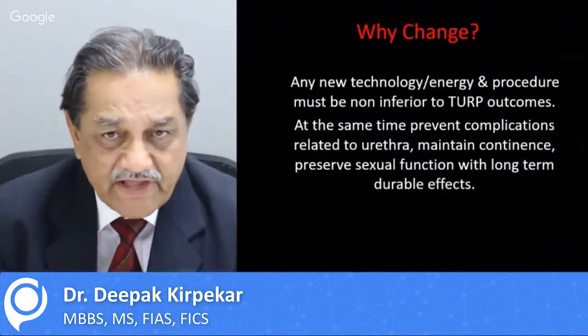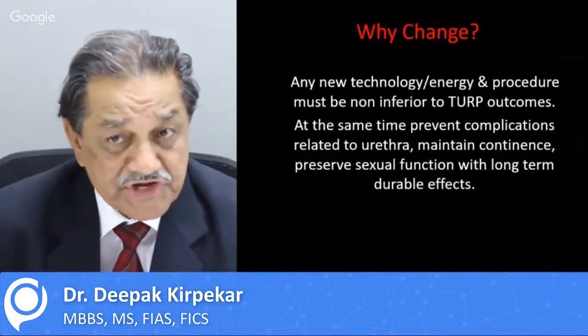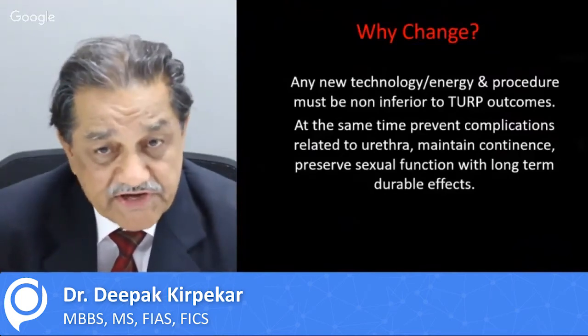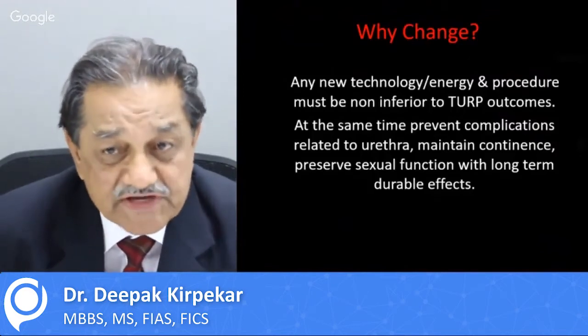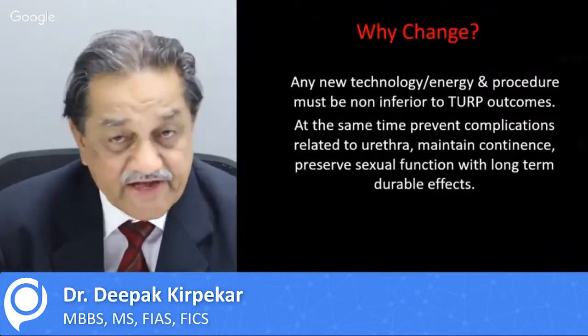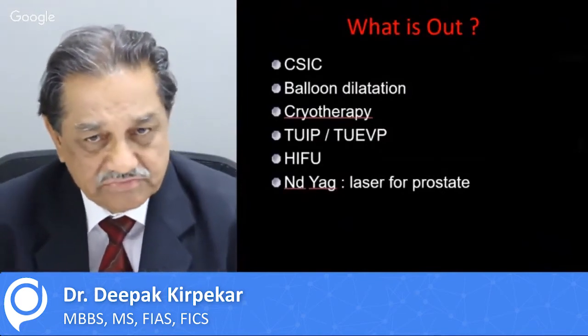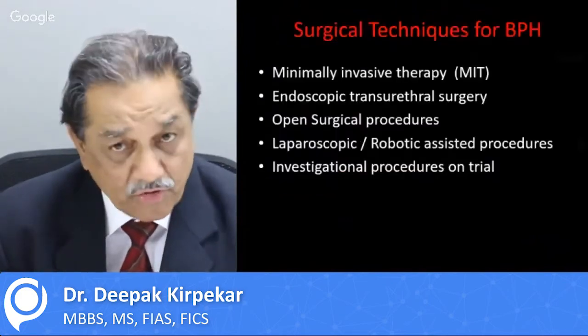So we agree, any new technology, energy or procedure must be non-inferior to TURP outcomes, but at the same time prevent complications related to the urethra, maintain continence, and preserve sexual function with long-term durable effects. I'm not going to talk about this. This is out. So let's just read it once and say this doesn't exist anymore.